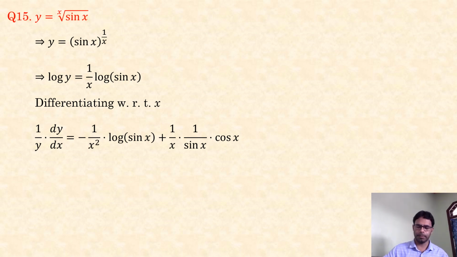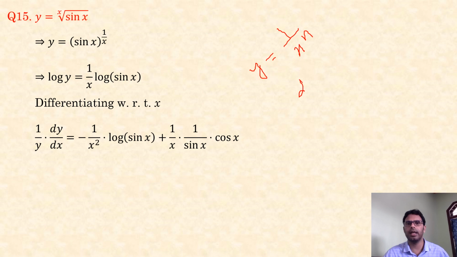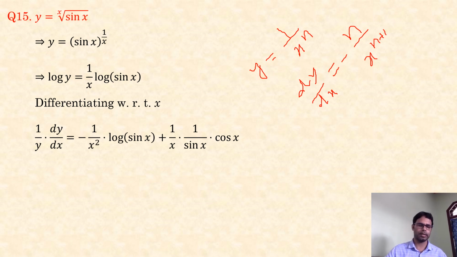You got my point or not? You see here we have a formula from first year that if you have a function of the form y is equal to 1 upon x to the power n, then we can write the direct differentiation dy dx of 1 by x to the power n as minus n by x to the power n plus 1. That was the formula, and here n is 1, therefore it is minus 1 by x to the power 2, that is minus 1 by x square. So you may write this formula here as a side note.